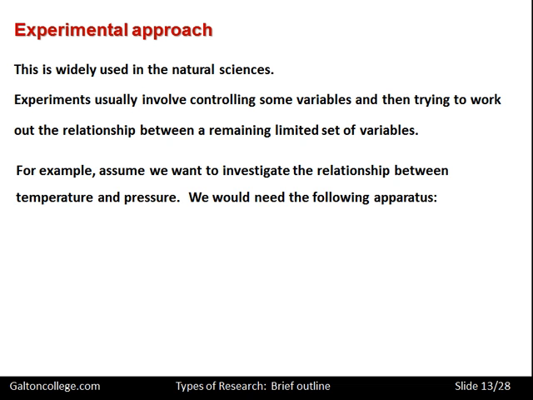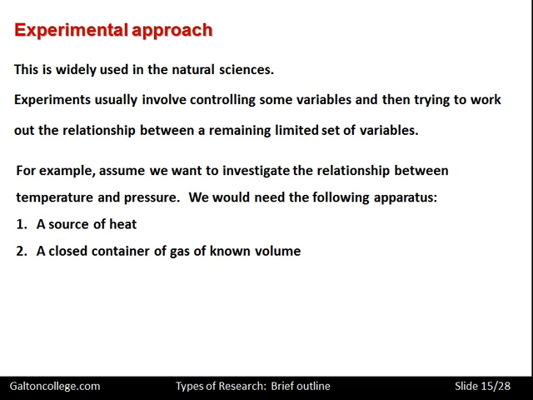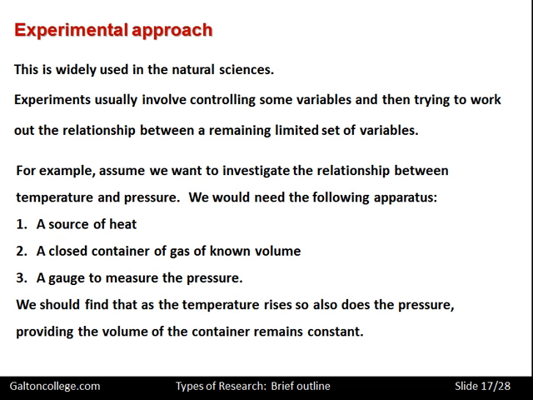Assume we want to investigate the relationship between temperature and pressure for a gas, for example. We would need the following apparatus. We'd need a source of heat, because we're going to look at different temperatures. We'd need a closed container of gas of a known volume, and we'd have to have a gauge to measure the temperature. And we should find that as the temperature rises, so also does the pressure, providing that the volume of the container remains constant. This you'll recognize as Boyle's law in physics. But note here, the container's volume remains constant. So the experimental approach is to hold some aspects constant and vary others and see what the relationship is.